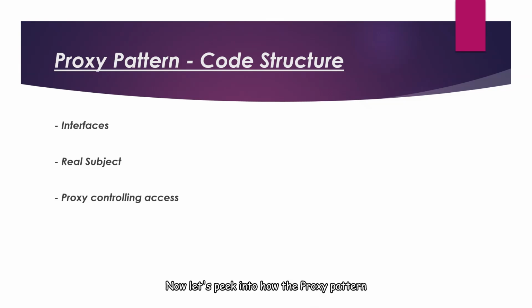Now let's peek into how the proxy pattern is structured. We usually define a common interface that both the real subject and proxy implement. The proxy holds a reference to the real subject and implements the same methods but can add logic such as checking access permissions, lazy instantiation, or logging. This way the client interacts seamlessly with either the proxy or the real subject without needing to know the difference. This separation of concerns makes our system more maintainable, scalable, and easier to extend.